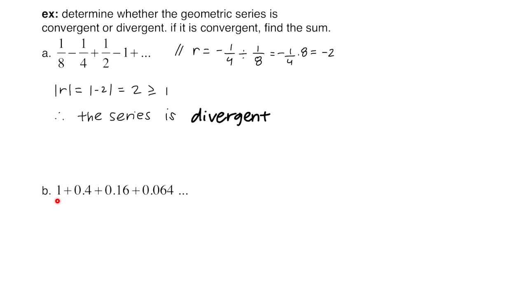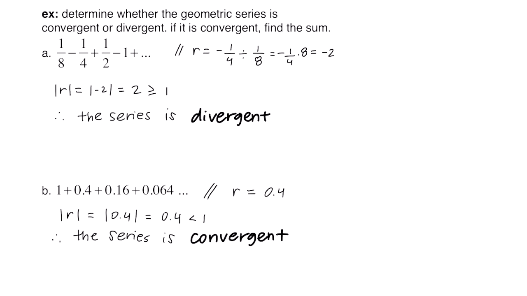For part B, we have the series 1 plus 0.4 plus 0.16 plus 0.064. And then you can see that to get from 1 to 0.4 and from 0.4 to 0.16, our R value is 0.4. So now we're going to take the absolute value of R, and that's just 0.4, and 0.4 is less than 1. So since our value is less than 1, the series is convergent.